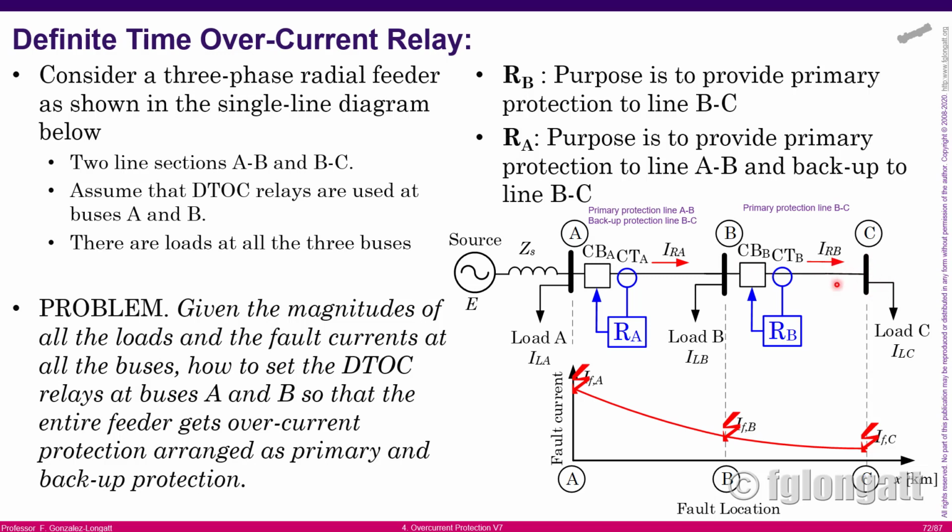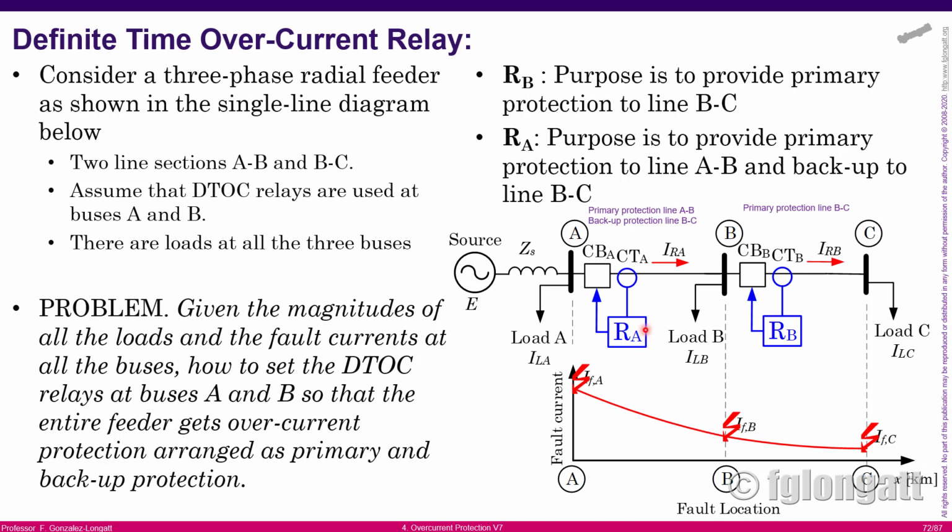For a fault at this location, the primary circuit breaker that must open is CBB, because RB, the relay, is the primary protection for this section. However, relay A is a bit more complicated. This relay must be the primary protection for the section A and B. I mean, for any short circuit inside A and B, the relay RA must open.